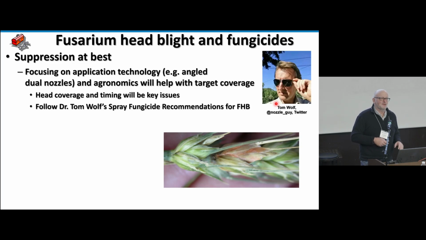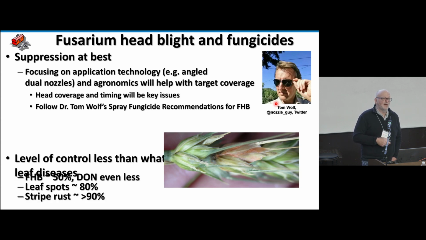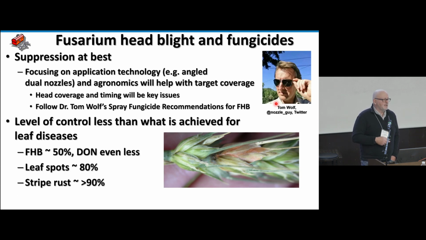They're the experts. So the importance of head coverage. You're targeting a vertical target versus more of a horizontal target with leaf tissue, and timing will be key issues in terms of coverage of that head. Now, expectations, the level of control. For FHB, typically less than 50%, and with DON, it can be even less. So not really high levels of control with fungicides.